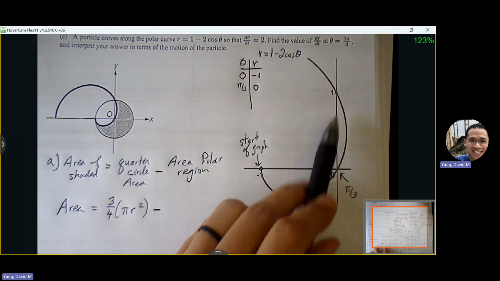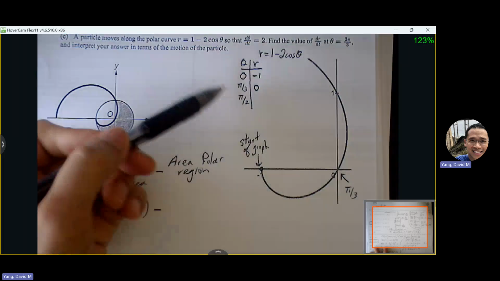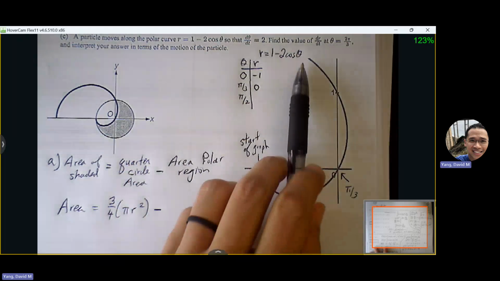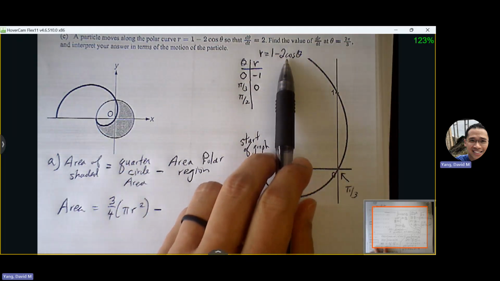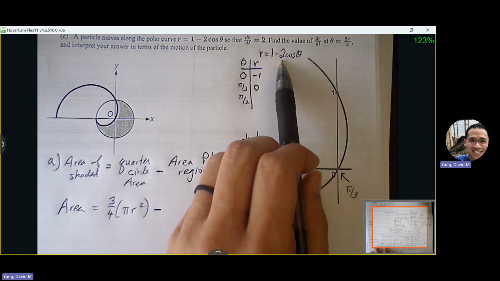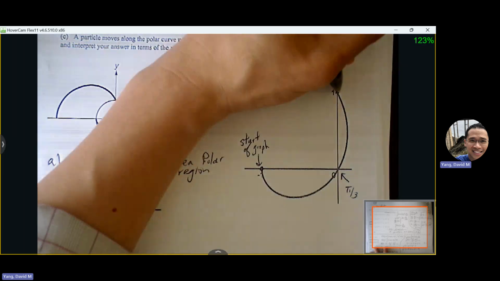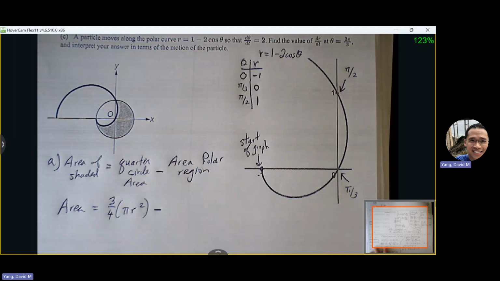And if we keep going here, what about at pi over 2? I'm just picking easy unit circle values to help me figure out where my graph is. At pi over 2, cosine of pi over 2 is 0. 1 minus 2 times 0 is 0. 1 minus 0 is 1. So at pi over 2, we end up over here. And that helps us close off our gap, right?